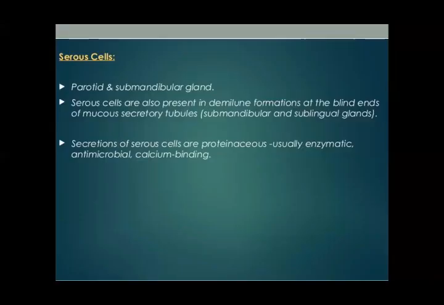Serous cells are predominant in the parotid and submandibular glands. Serous cells are also present in formations at the ends of mucous secretory tubules, the serous demilunes. The secretions of serous cells are proteinaceous, usually enzymatic, antimicrobial, calcium binding. Okay? What will the secretions of serous cells contain? Proteins, usually enzymatic, antimicrobial, calcium binding secretions.